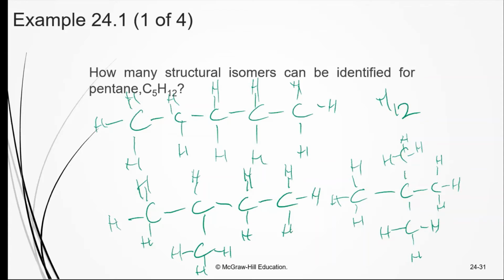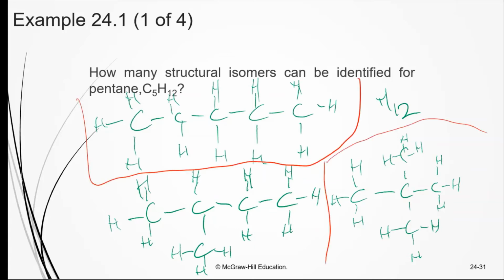Right, we can add in another branch to that same one. 5 carbons, 12 hydrogens, so that's the same. So now we have molecules 1, 2, and 3. But now the question is, can you make more than that? Can you make more structural isomers?